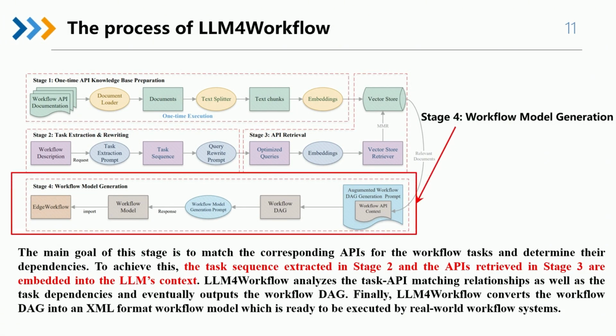Stage 4 is workflow model generation. In this stage, LLM-4 Workflow executes the read step of the rewrite-retrieve-read framework. The extracted task sequence and the retrieved APIs are embedded into the LLM's context. The LLM then analyzes the task-API matching relationships as well as the task dependencies and eventually outputs the workflow DAG. We further convert the workflow DAG model into XML format, which is ready to be executed by real-world workflow systems.